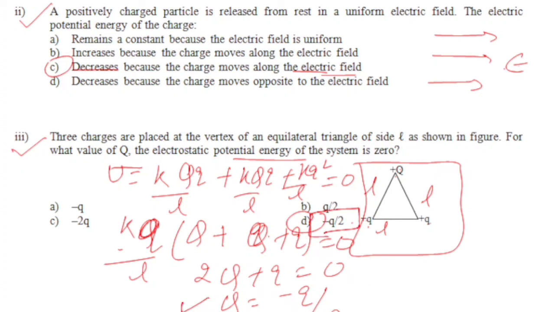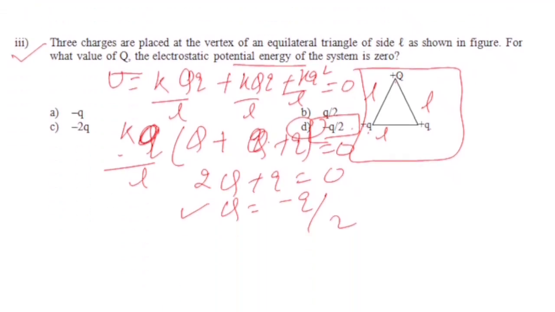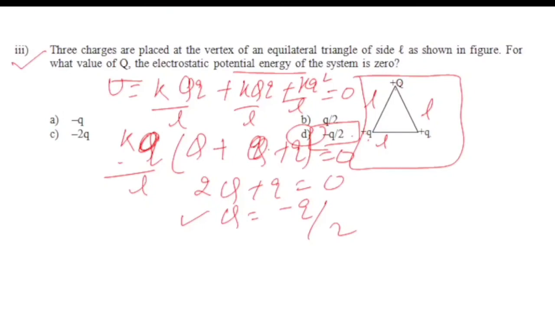So in this way, you calculate this one. Hope it's clear to all of you right now. What is the value of Q? Q is minus q by 2. You just write the expression for total potential energy of this three-charge system. It is equal to 0. And after solving this one, you get Q equal to minus q by 2.